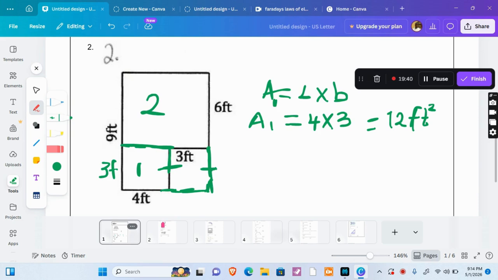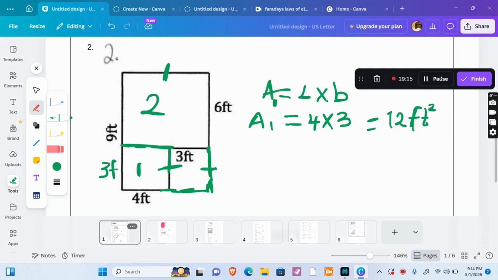Now if you look at rectangle 2, one of the sides is known already, which is 6 feet here on my right. We know one of the sides already, 6 feet. But this portion at the top and the bottom, we don't know. What I mean by that is this portion here, we don't know.